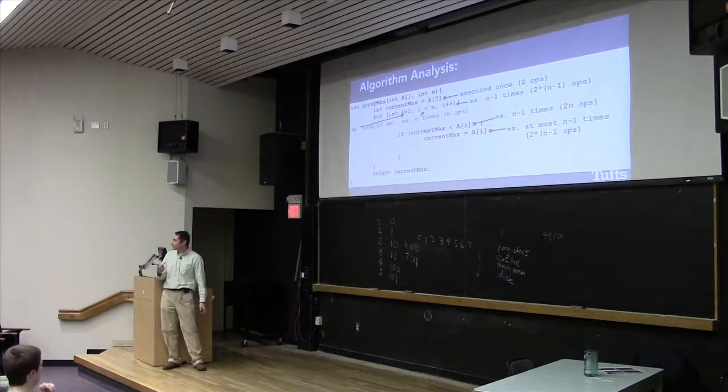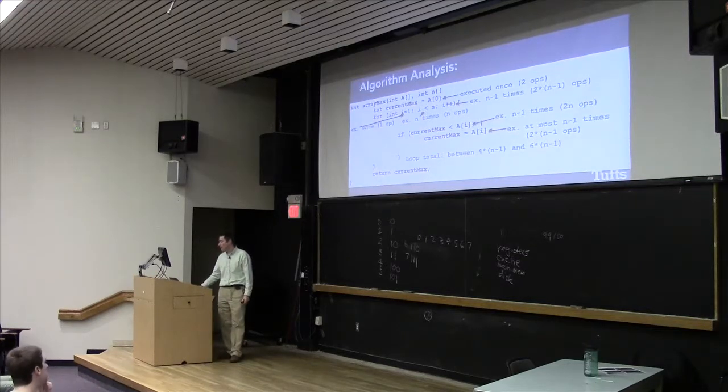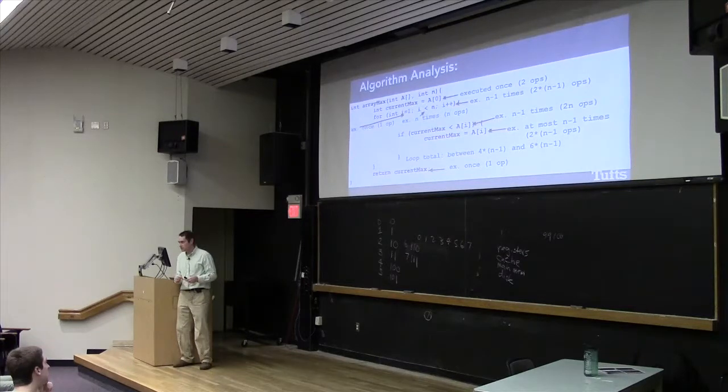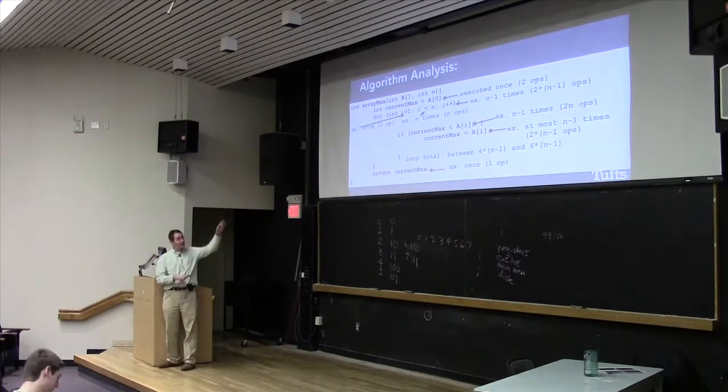Now, is there anything else that this function does that's going to take some time? Return, that takes 1. Well, this is the final value, and then the return takes 1 operation there. So the loop total here is going to be between two different values. If you take into account the minimum, it never has to do this, right? The first time is the maximum value. It never has to do this one. That's going to be 4 times n minus 1, and then it's going to be between that and 6 times n minus 1 for just that loop.